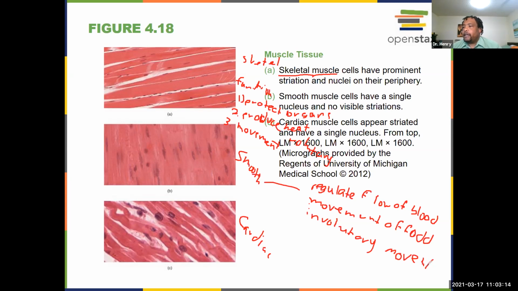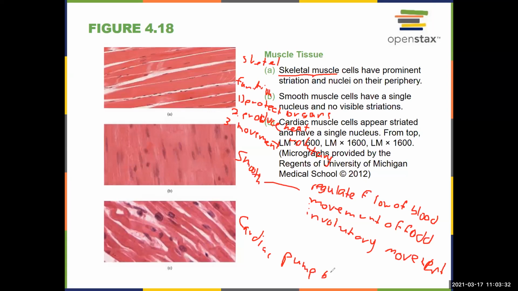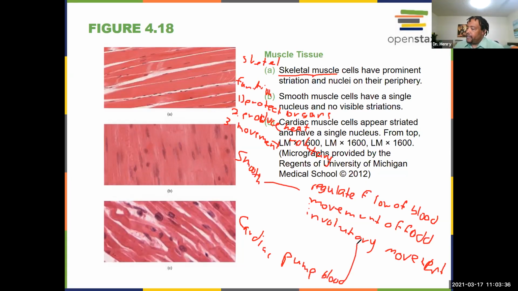And then what about cardiac muscle? Pumps blood. Pumps blood. It's got one really good job. These other guys have a lot to take up, right? Okay. Cool.